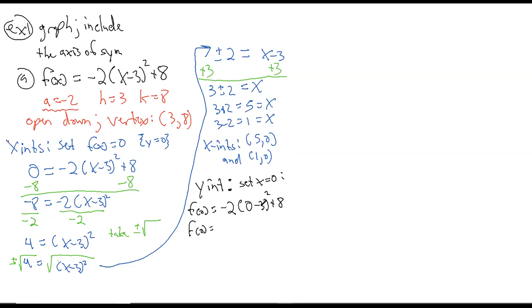0 minus 3 is negative 3. So that's negative 2 times negative 3 squared plus 8. Negative 3 squared is positive 9. So that's negative 2 times 9 plus 8, which is negative 18 plus 8, which is negative 10. So that tells us that our y-intercept is 0 comma negative 10 because we plugged x equals 0 in.